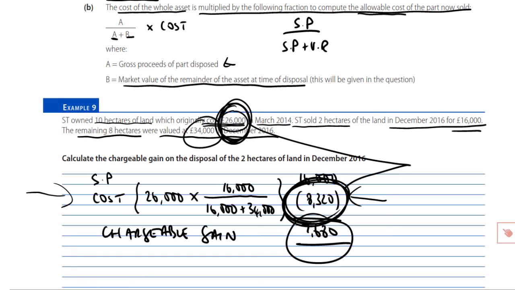And that, quick bit of mental arithmetic, 8,320 from 26,000, so that's going to be 8 from 26, 18, so £17,680, methinks, but just check that out, 26 minus 8,320. That will be the allowable cost of the part disposed of. So it's a slight variation on a theme. So you're not dealing with the first part disposal, you're dealing with the next part disposal. So think about that, therefore.